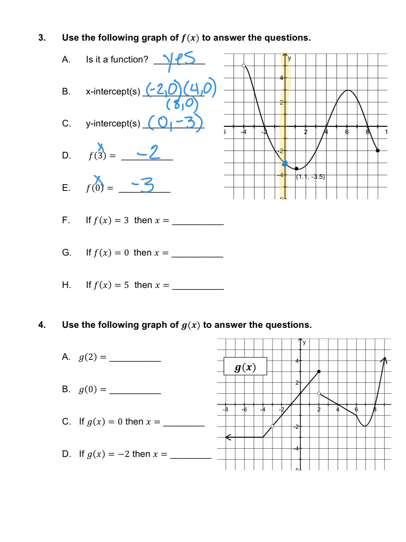Now, F, you don't have in your notes, so we won't go over. G, you have, instead of an F, you have a G right there. So let's go ahead and do G. If G of x equals 0, then x equals what? So let me go ahead and erase here.